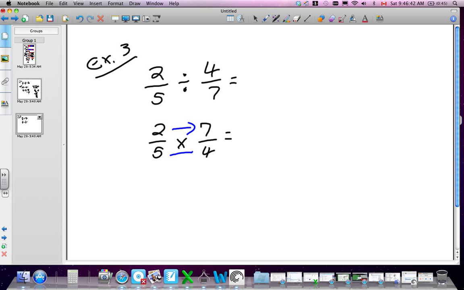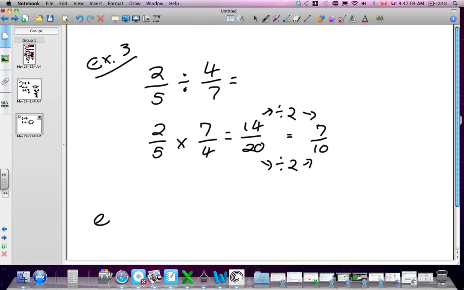Top by the top, bottom by the bottom. So what is 2 times 7? 14. 5 times 4? 20. Now we're done. I can reduce this. Probably 7 over 10. 7 over 10. Excellent. That reduces because I divide the top by 2, and I divide the bottom by 2. Whatever you do to the top, you got to do to the bottom, right? Easy.